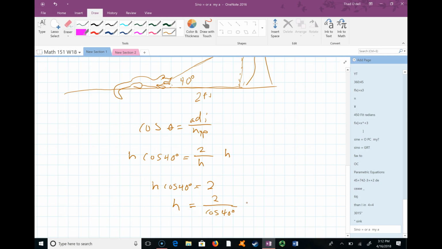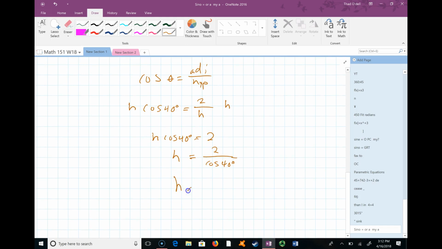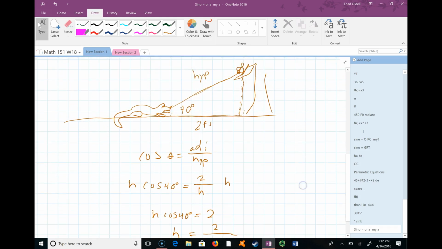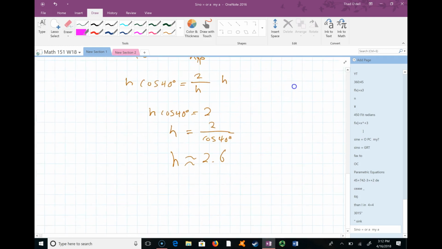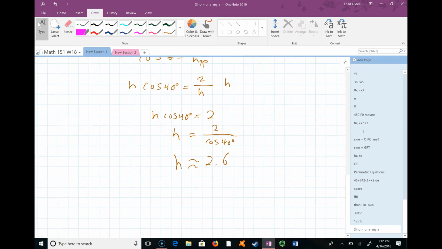And I'll throw that in my calculator: 2 divided by cosine 40. And I get that h is approximately equal to 2.6 feet. So that little lizard is going to have to shoot his tongue out 2.6 feet. That might be a little bit beyond his capacity. I don't know how long their tongues are, but that seems like a long way. He might be able to do it. Okay.